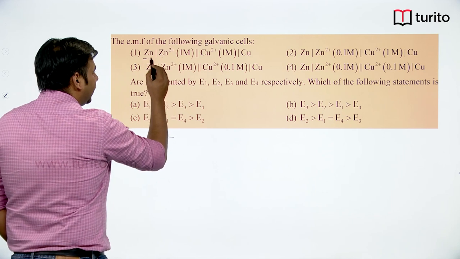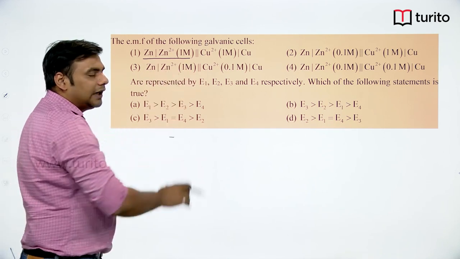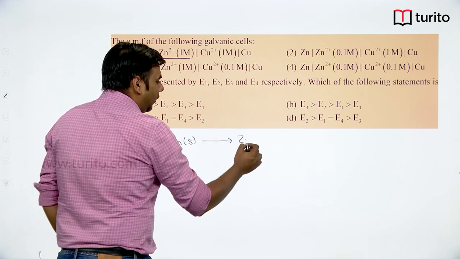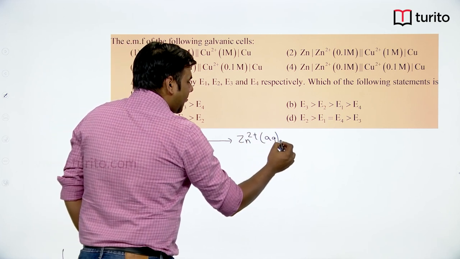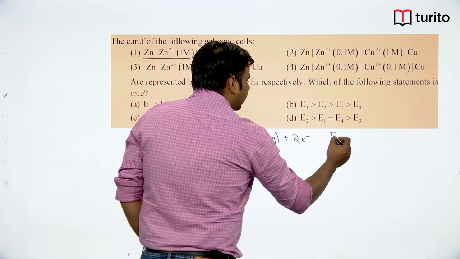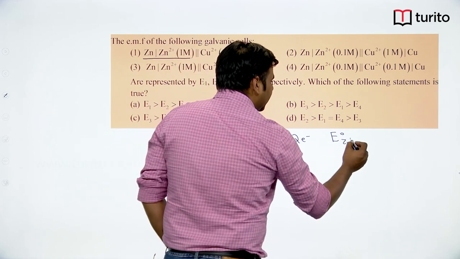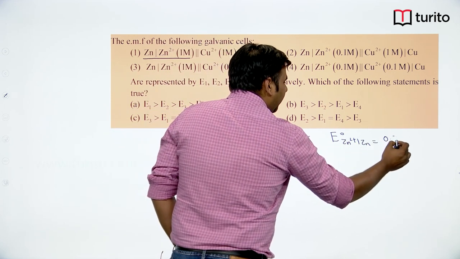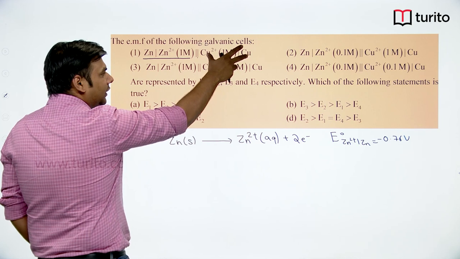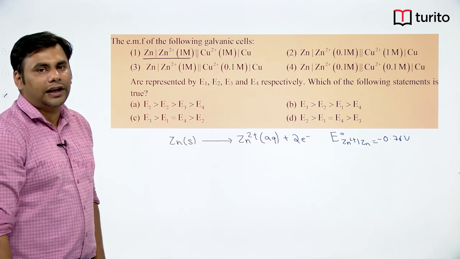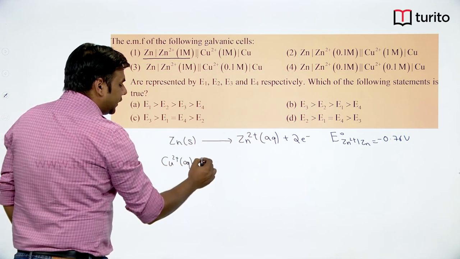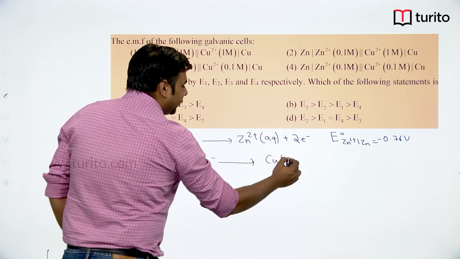In the first cell, we have already discussed that the left hand side represents the anode. We know that in the anode oxidation occurs, so this would be the reaction. The reduction potential of zinc 2 plus changing into zinc is minus 0.76 volt. This is a salt bridge, and the right hand side is the cathodic half cell, where reduction takes place. The species getting reduced is copper 2 plus, which takes up 2 electrons and changes into copper solid.